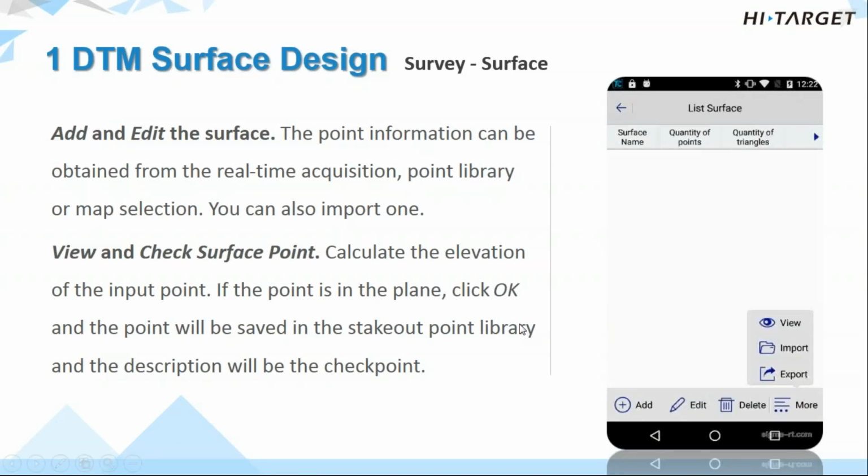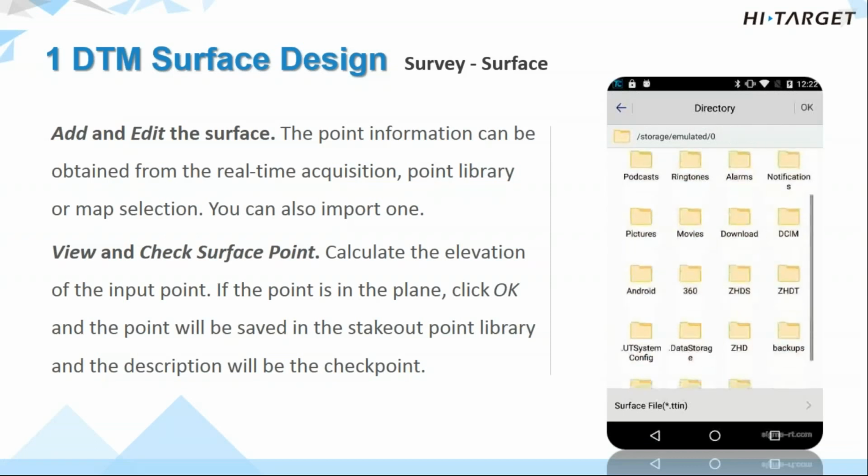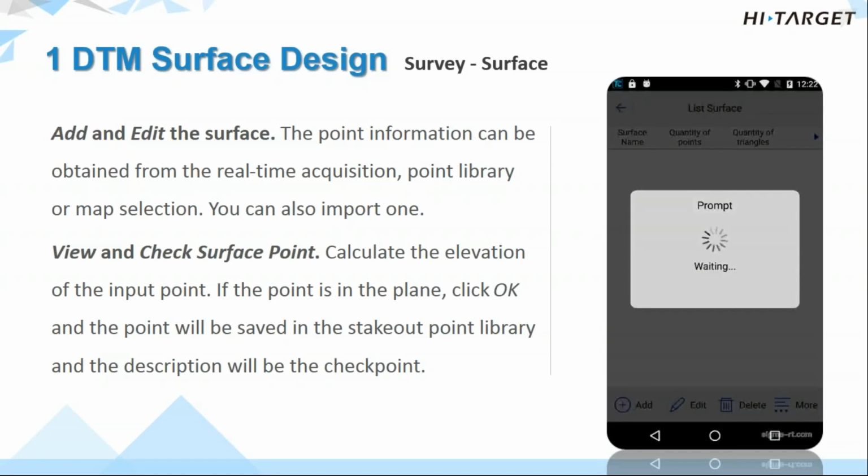And then you need to view and check the surface point. Calculate the elevation of the input point. If the point is in the plan, you can click OK, and the point will be saved in the stake-out point library, and the description will be the checkpoint.